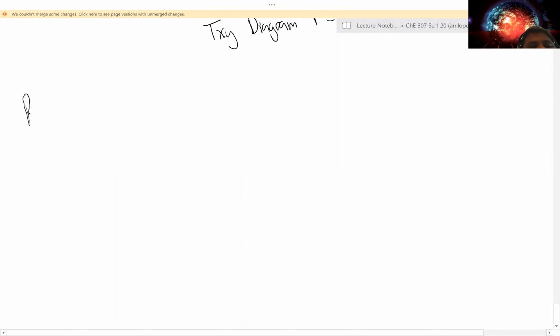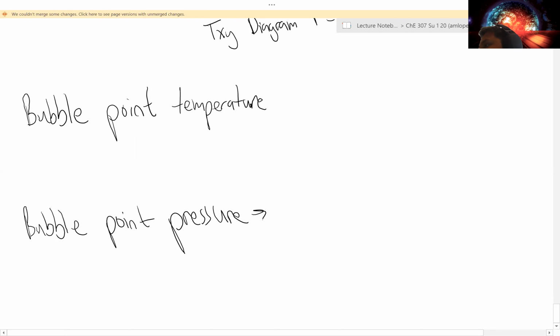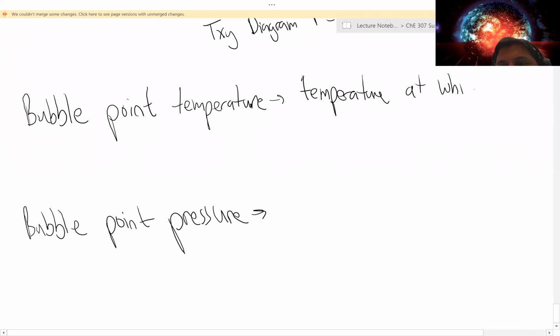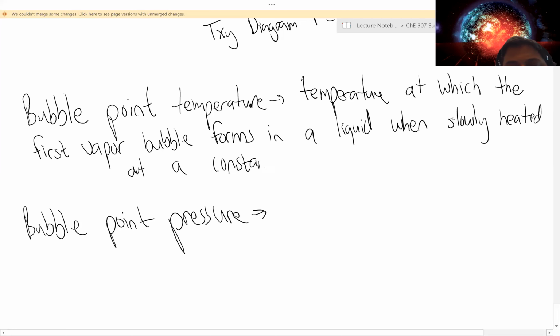I know Mitch had mentioned looking at bubble point, which is a little different than dew point. There's a bubble point temperature and there's a bubble point pressure. The bubble point temperature is the temperature at which the first vapor bubble forms in a liquid when slowly heated at a constant pressure.